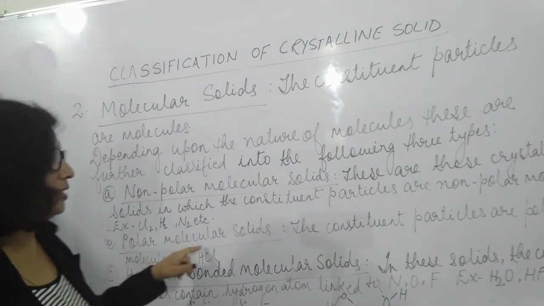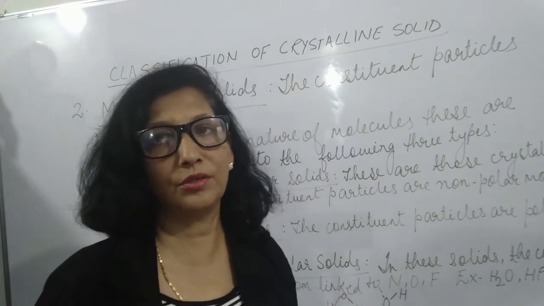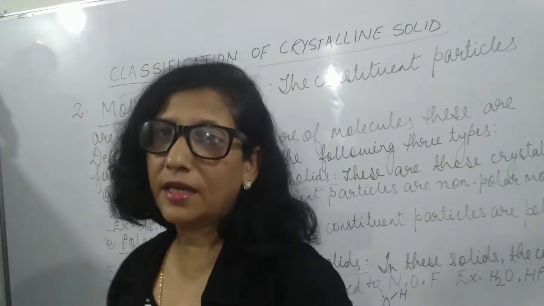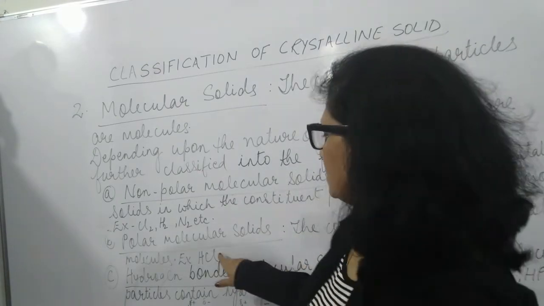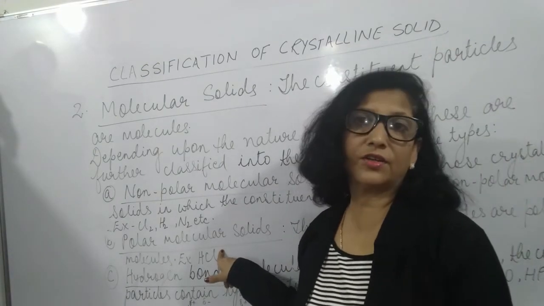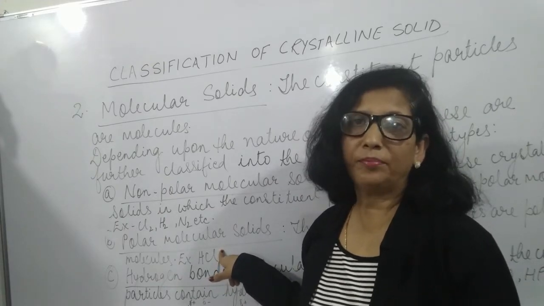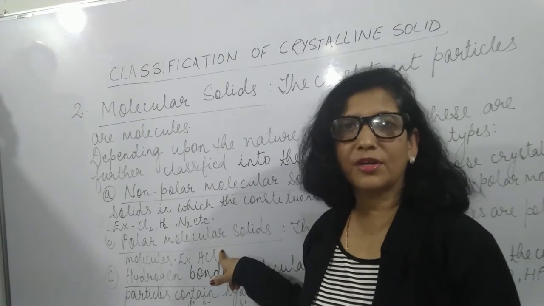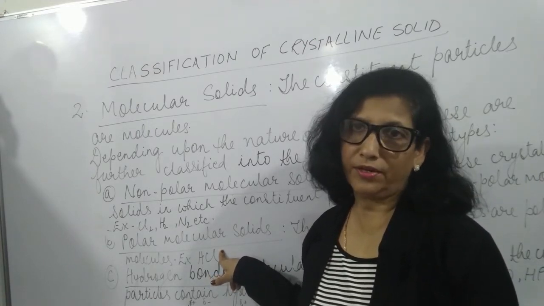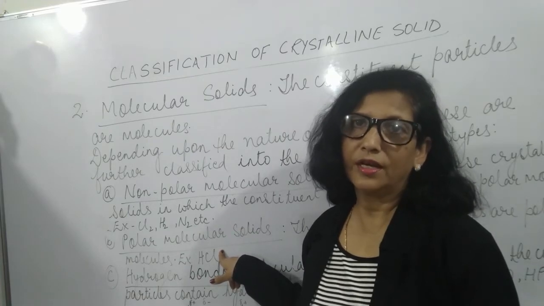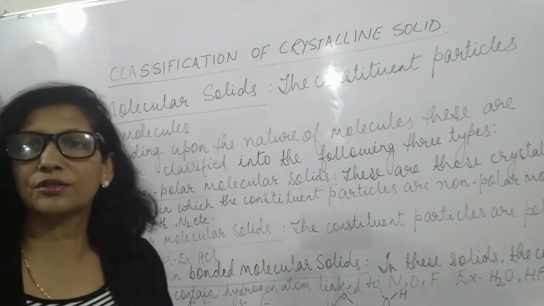Next is polar molecular solids, in which the constituent particles are polar molecules. Example, we can take hydrogen chloride, and polarity is developed because of the difference in the electronegativity between hydrogen and chlorine, and there is a development of fractional positive and negative charges on hydrogen and chlorine respectively. The next is hydrogen bonded molecular solids.